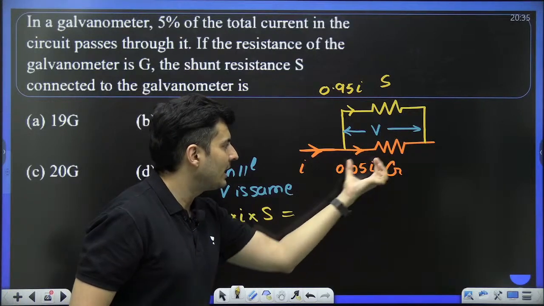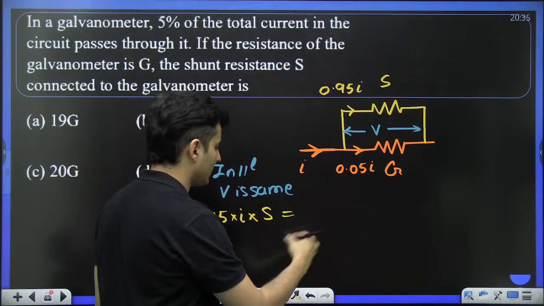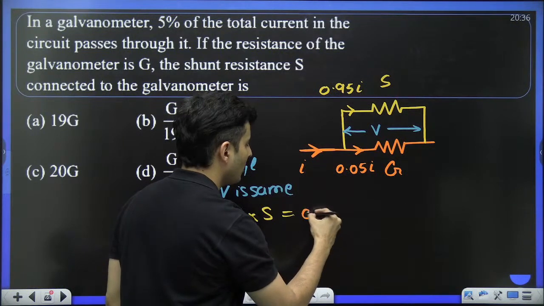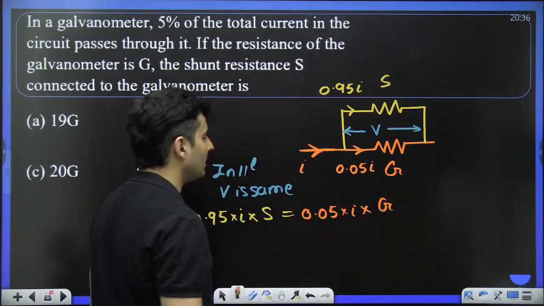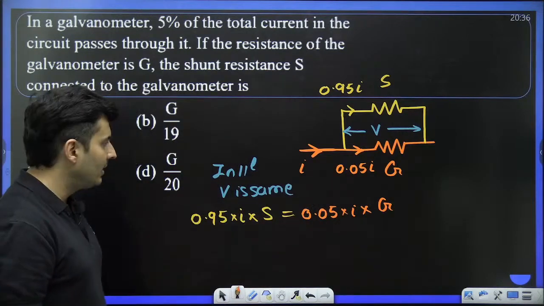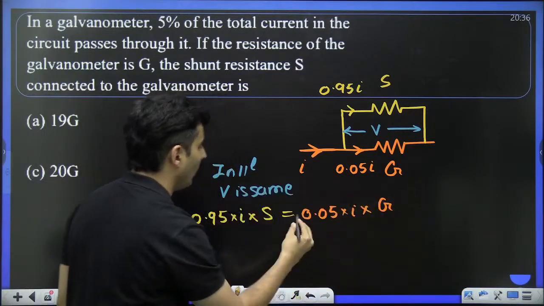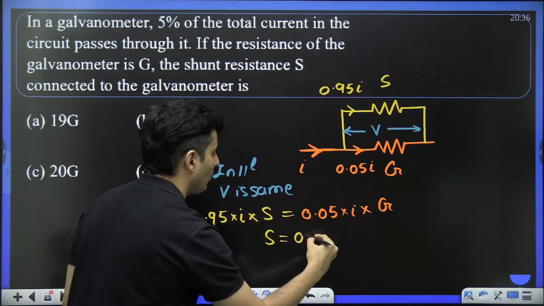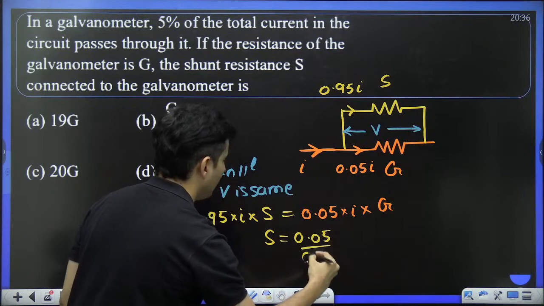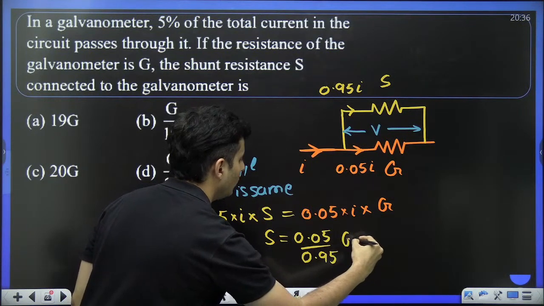Here, what is the voltage? This current into this resistance. That means I should just put 0.05 into I into the resistance, which is G. Now I gets cancelled. I just want the value of S. So it is 0.05 divided by 0.95 into G.